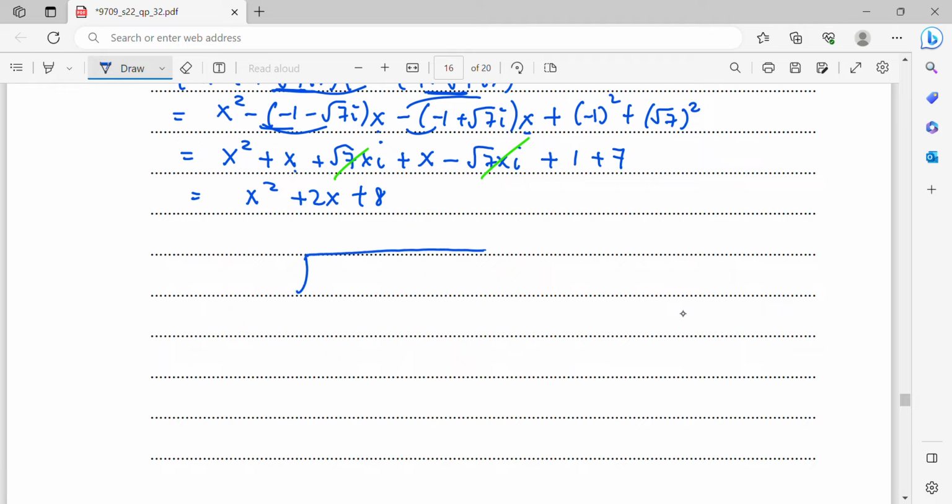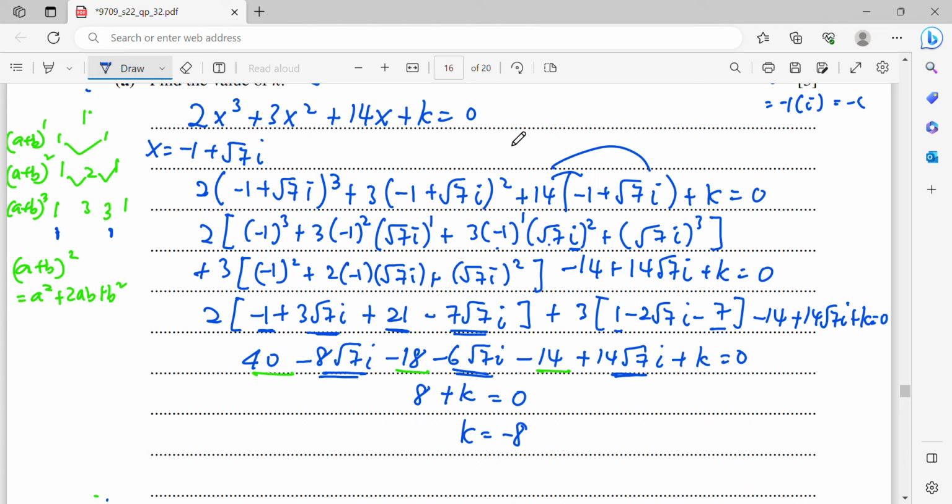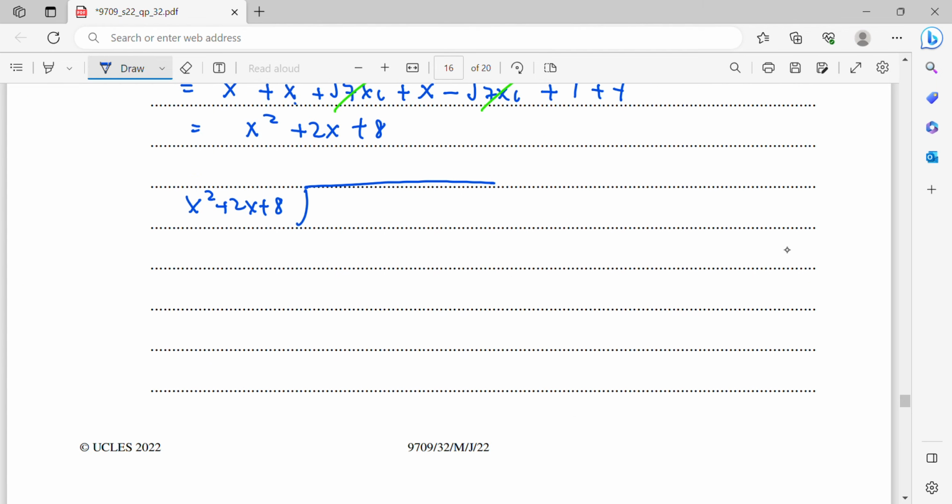So now I will rewrite my equation, okay, and replace the k by minus 8. So you will get 2x cubed plus 3x squared plus 14x minus 8. So here 2x cubed plus 3x squared plus 14x minus 8. Now to get 2x cubed from x squared, you need to multiply by 2x. So 2x cubed plus 4x squared plus 16x.